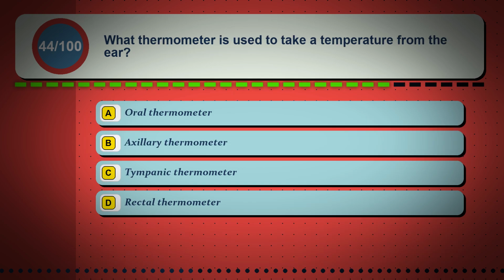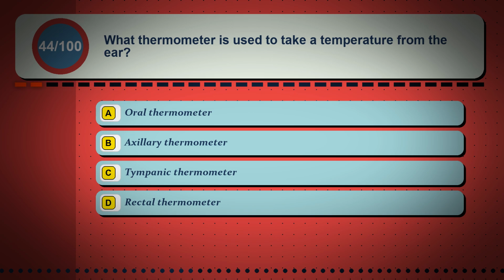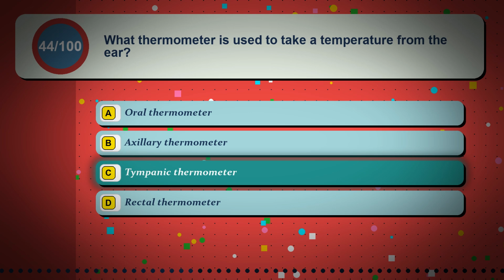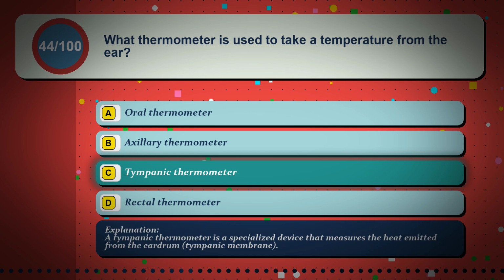Question 44. What thermometer is used to take a temperature from the ear? Option A, oral thermometer. Option B, axillary thermometer. Option C, tympanic thermometer. Option D, rectal thermometer. The correct answer is option C, tympanic thermometer. A tympanic thermometer is a specialized device that measures the heat emitted from the eardrum, the tympanic membrane.